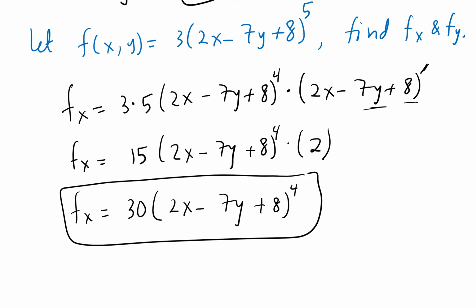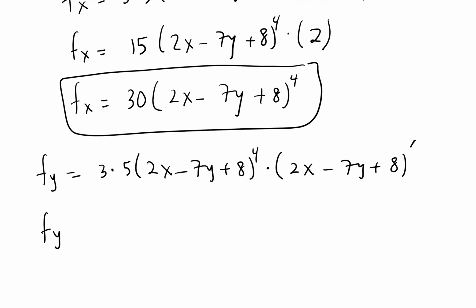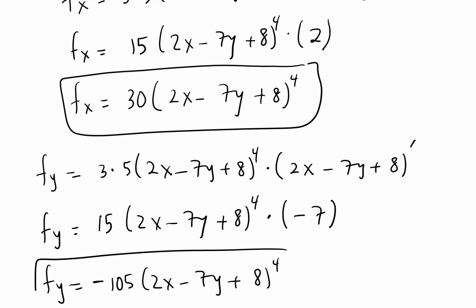Let's go over the next part. Fy is again the same thing. You bring the 5 down, subtract 1 from the exponent, so it becomes 4, times the derivative of 2x minus 7y plus 8 with respect to y. So that's 15 here. This is 2x minus 7y plus 8 to the 4th times negative 7. Then we multiply the 15 by negative 7, so that's negative 105, and this stays the same. That would be the answer.